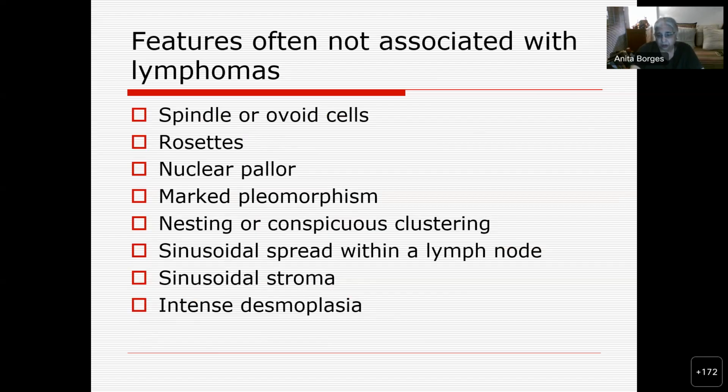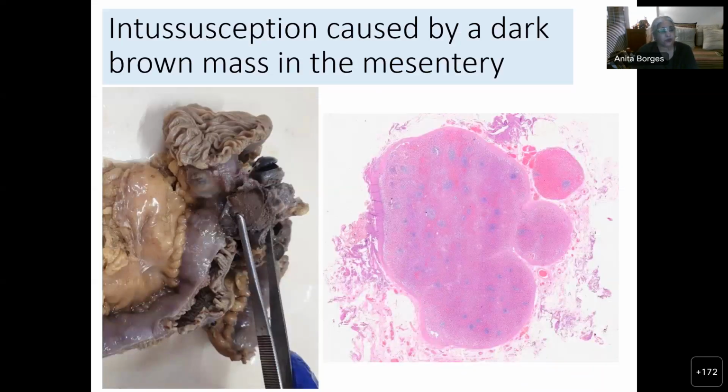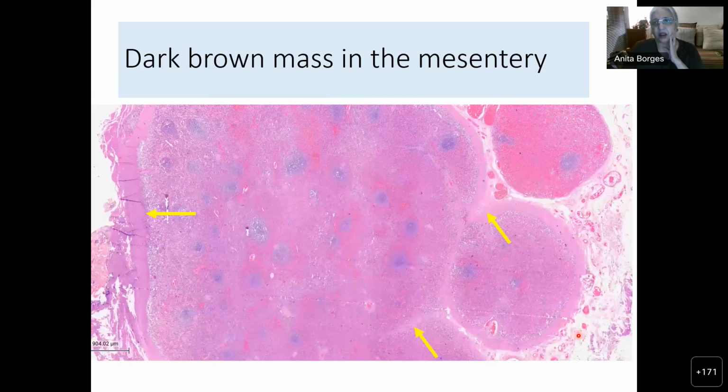Okay, now I was supposed to talk of lymphoreticular tissues. So now I just want to show you two cases, and you better tell me what these two cases are. Here is an intussusception caused by a dark brown mass in the mesentery. And this is the dark brown mass that is in the mesentery.